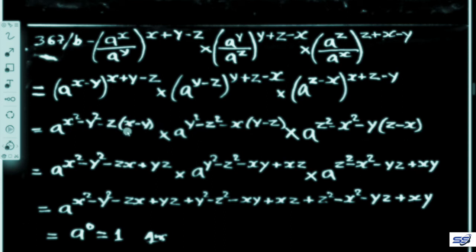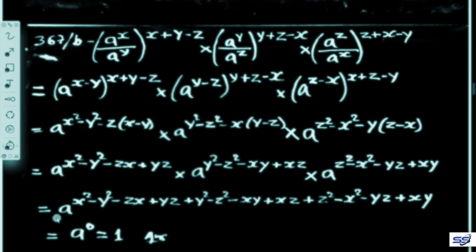Now again we have to make it simpler. Equal a to the power x square minus y square as usual, and z is multiplied with this, z into x, zx plus zy. Here into y square minus z square, and x is multiplied to both, so comes here xy plus xz. Here a to the power z square minus x square minus y multiplied to both, so comes here yz plus xy. Now the base of all three is the same. Here base is a, base is a, base is a. So all the three powers shall be added.